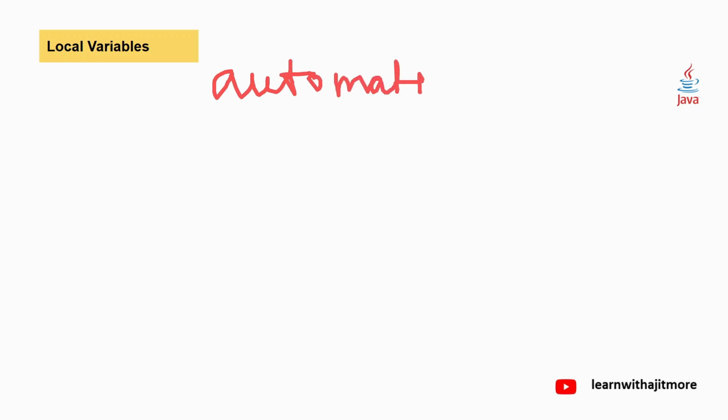Now, why do we call them automatic? I'll tell you. But first, I hope it is clear what local variables are. Local variables are variables which are declared within a block. So it can be a simple while block or an if block or a for loop block, or it can be the block body of your method. So inside the method, when you create a variable, it is called a local variable.